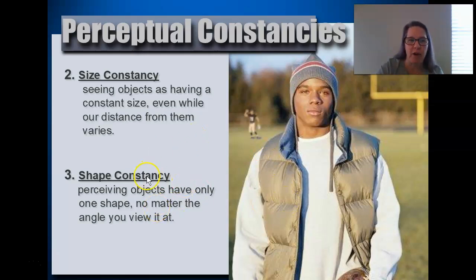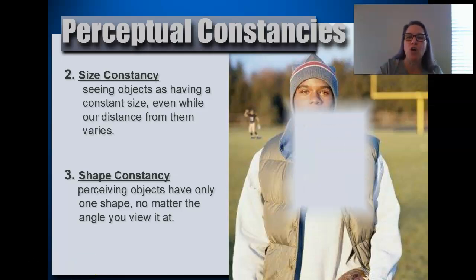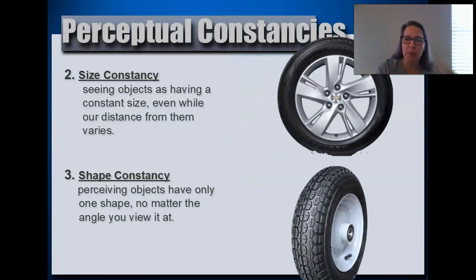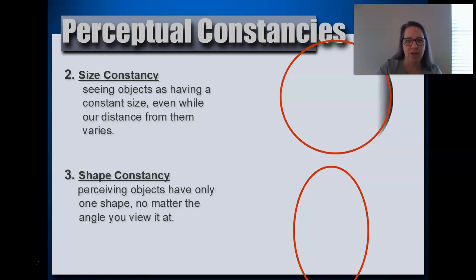And then shape constancy, perceiving objects as having only one shape no matter what angle you view it at. So for example, this tire, okay, we know that the tire is round even though we're looking at it from two different angles. Okay, so when we put the circle on it, you see that it's actually a circle and more of an oval shape. There you go, see?